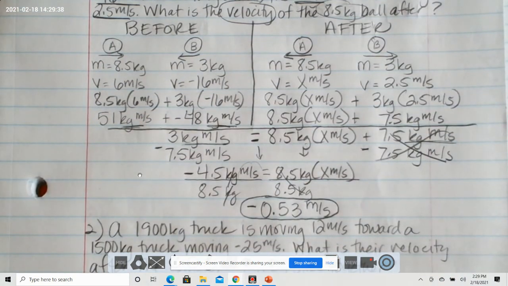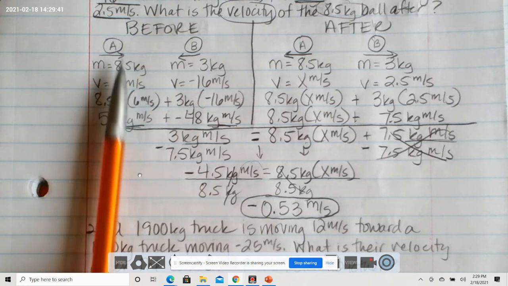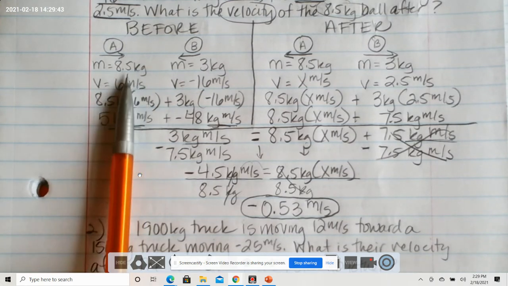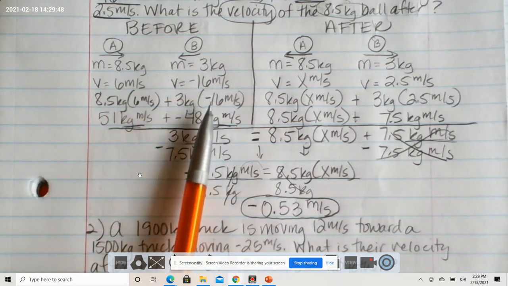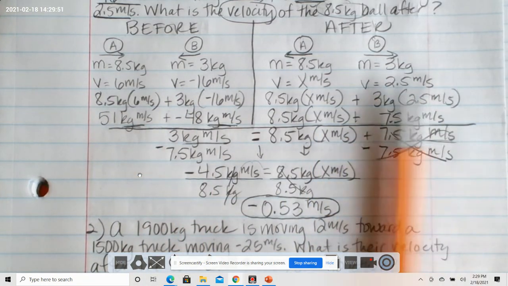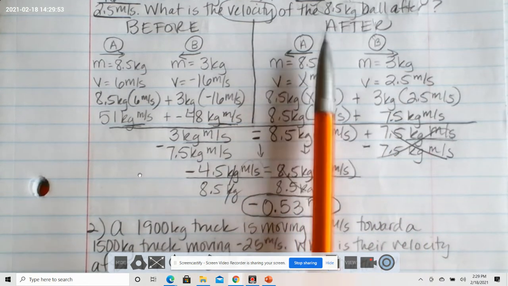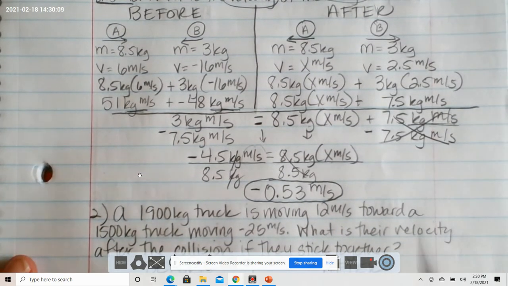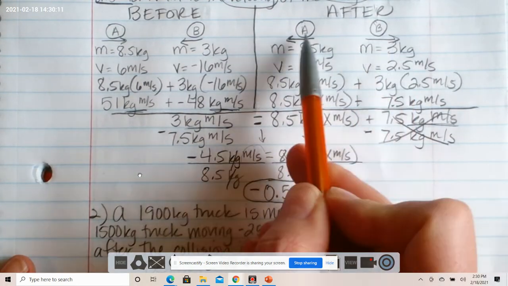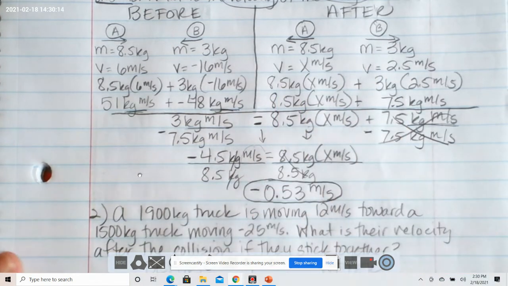But let's look at the velocities. So we started out with A with 8.5. It just barely had a momentum higher than B. But B was traveling pretty darn fast. When they bounced away, B went away at 2.5, and A went away at a much slower velocity because its turnaround didn't have a lot of velocity. So it went away at negative 0.53 meters per second. So that negative matters because now with our diagram, it shows that they moved apart because that was positive and that was negative. All right, let's try the next one.